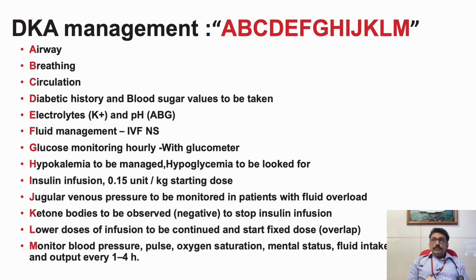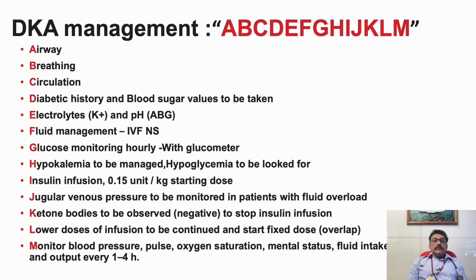Ketone bodies should be done in blood, not in urine. Urine can be positive, but even after correction of DKA, you can get ketone bodies in urine for some more time, and sometimes you may not see ketone bodies in urine even with the presence of DKA. So ketone bodies in urine is not a very good investigation, but if blood ketone body levels are not available, we can depend on that.